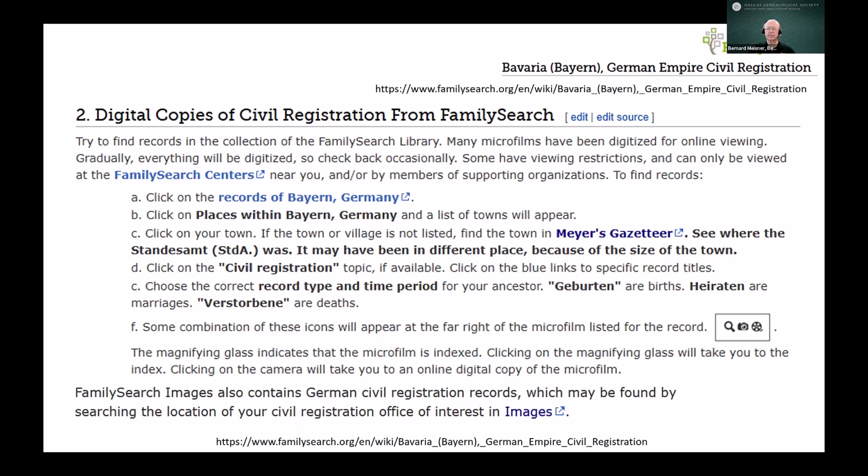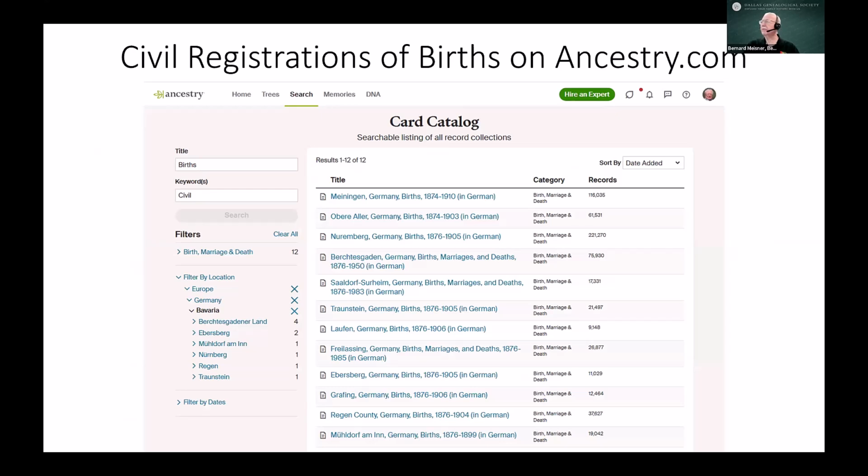FamilySearch has some of the records, and you have to go into the catalog, look for your location, and then look for civil registration images to see if any have been indexed. Some may have an index, some may only be the microfilm, and some may even still be locked. Often here in the States, we can get access to records that genealogists in Germany can't online because their privacy laws are a little bit more strict.